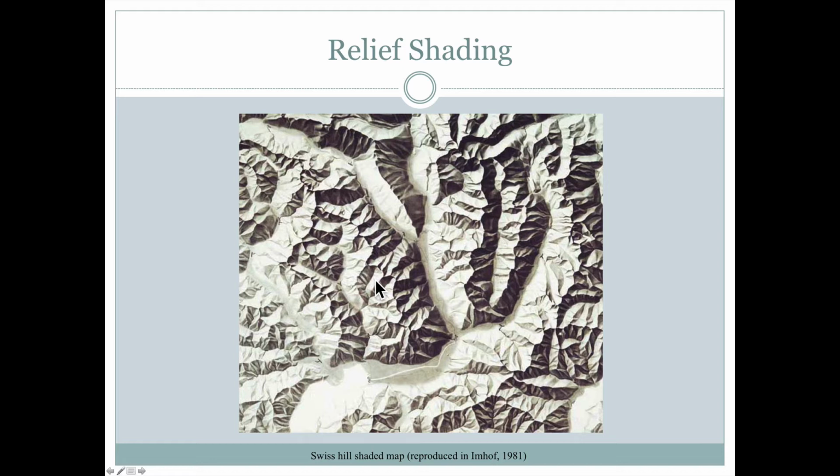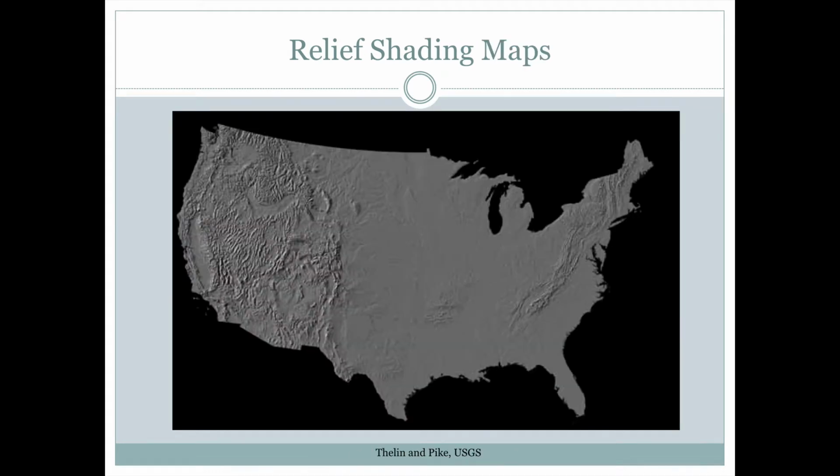This is actually a hand-rendered shaded relief made back in 1981 by Eduard Imhof, a famous shaded relief mapper from Switzerland. And we can see how this really can give a map a three-dimensional effect. This is a shaded relief map of the United States. When the first good digital elevation model was put together for the United States, they made this shaded relief map in order to show all of the various three-dimensional landforms across the United States. Thelin and Pike with the USGS are responsible for this map.